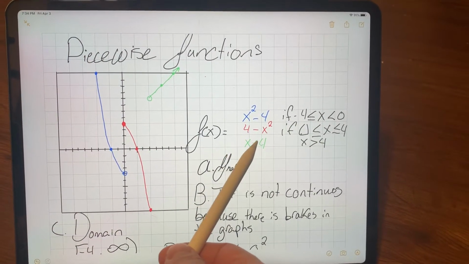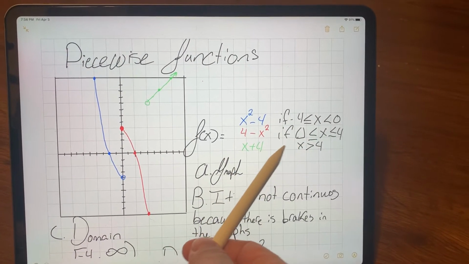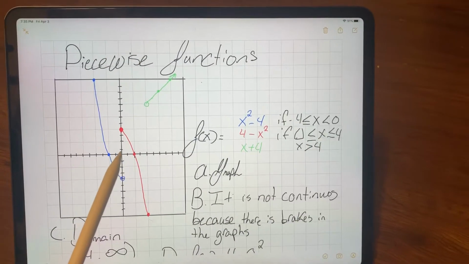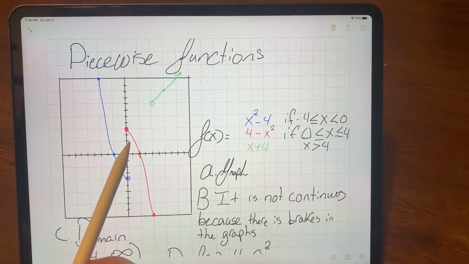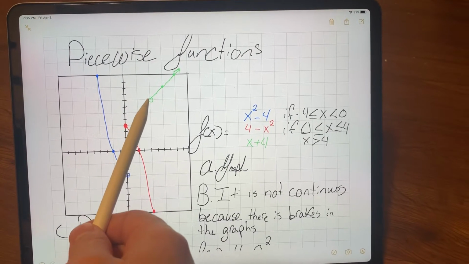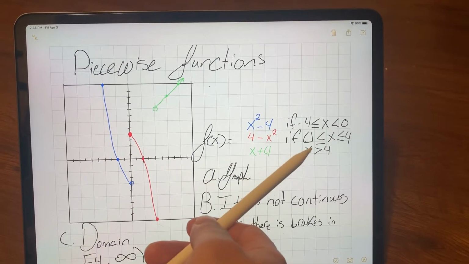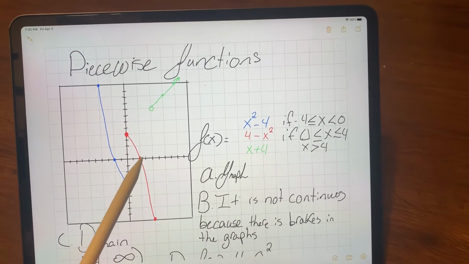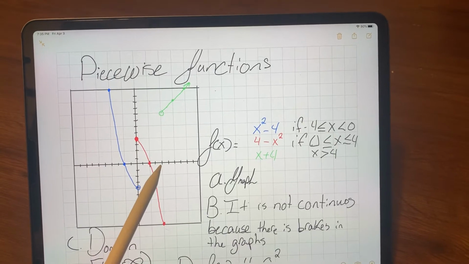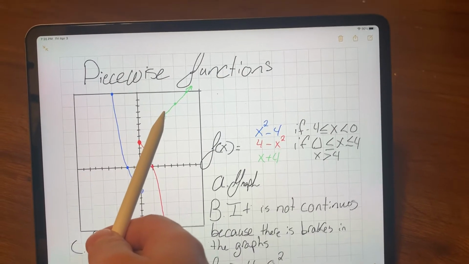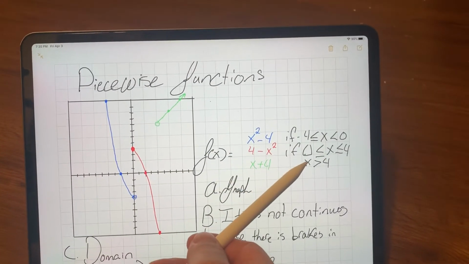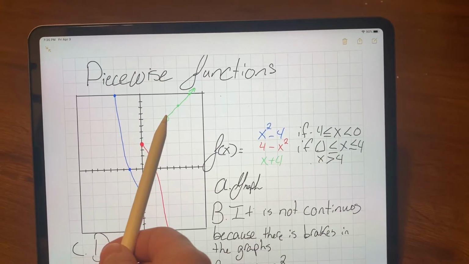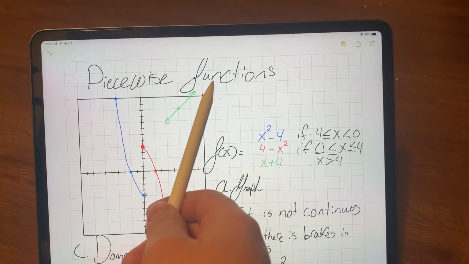Now, our third equation is going to be x plus 4 if x is greater than 4. So x plus 4, we go up to the 4, and it goes up. Now, x is greater than 4, so we're going to come here on the x-axis at 4 and go all the way up to where it intersects. But since it's not equal to 4, it's going to be an open circle, and it's going to go up infinitely.